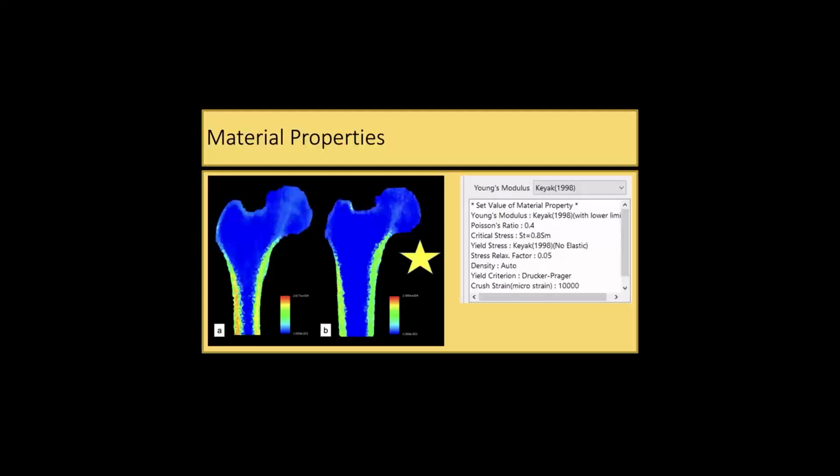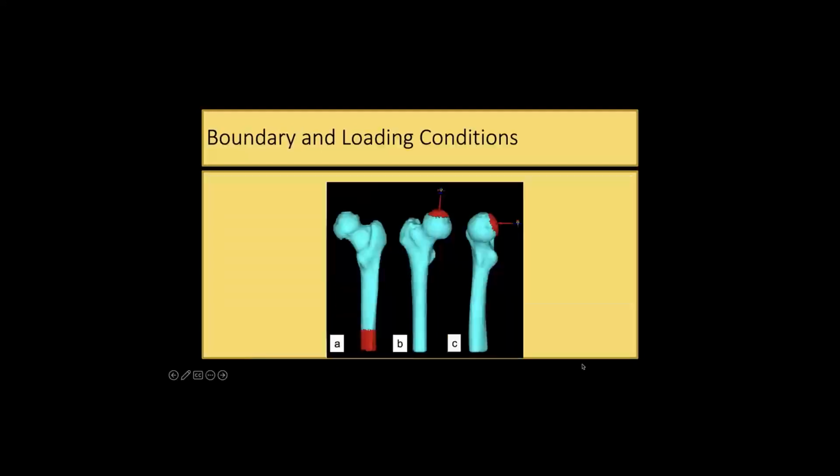Although the range of the Young's modulus, as you can see from the legends on the lower right corner of each image, are pretty close to each other's range, the actual values are different between the two bones. So we used the formula of the KAC to convert Hounsfield units to Young's moduli.